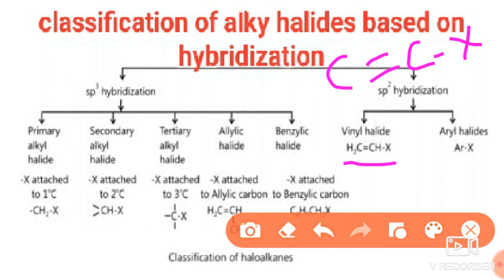And the second one is aryl halide. Here the halogen atom is directly attached to the benzene ring, then it is called aryl halide. Here the best example is chlorobenzene, that is C6H5Cl. Here the chlorine atom is directly attached to the benzene ring, then it is called chlorobenzene.